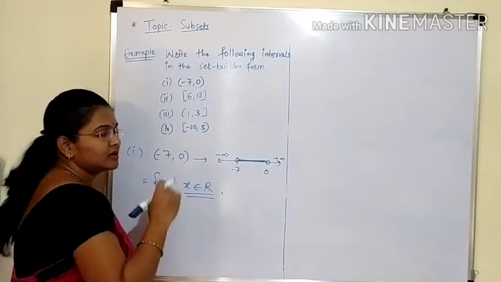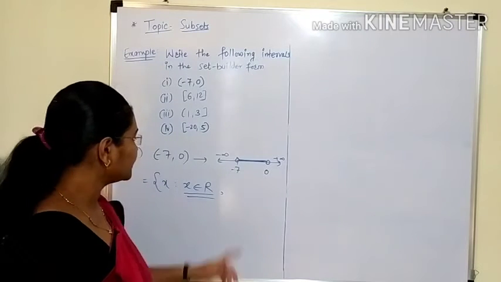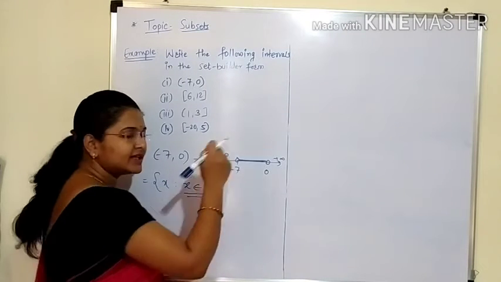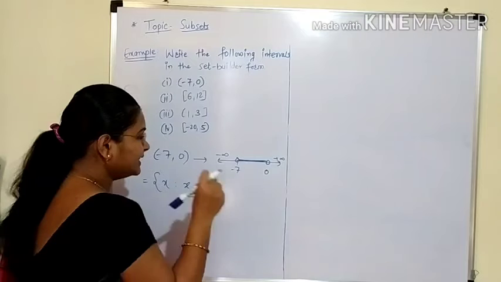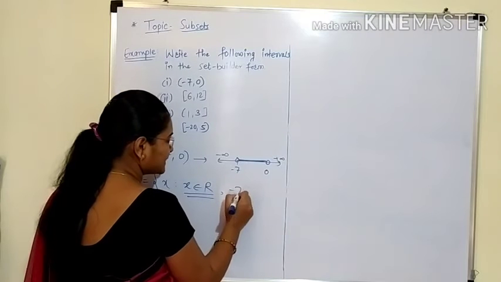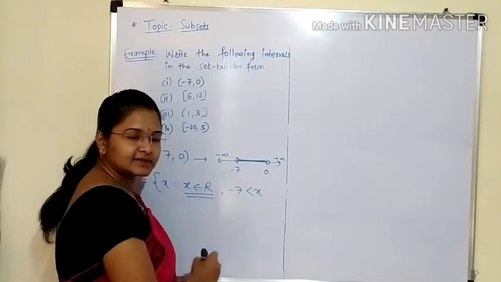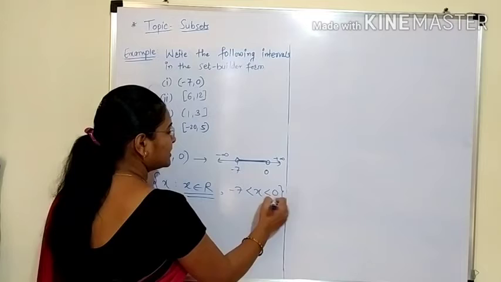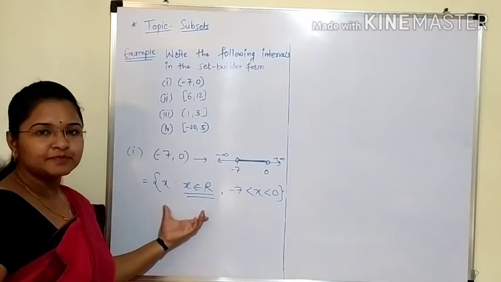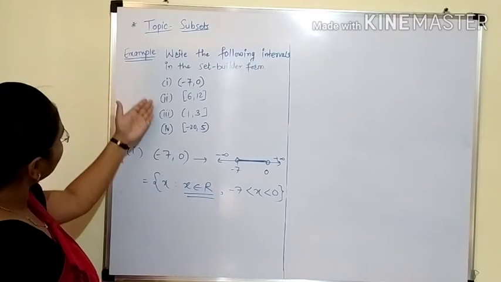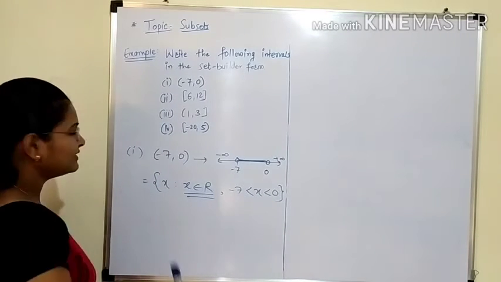Here, open interval (-7, 0), so we will not include these points. So strictly less than will be there. So minus 7 strictly less than x strictly less than 0. Understood? Any doubt is there? Here they have, I think, covered all 4 types of intervals. So we'll take the next question.